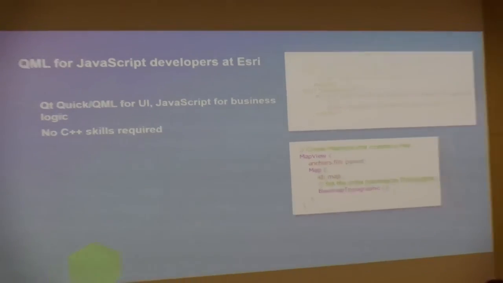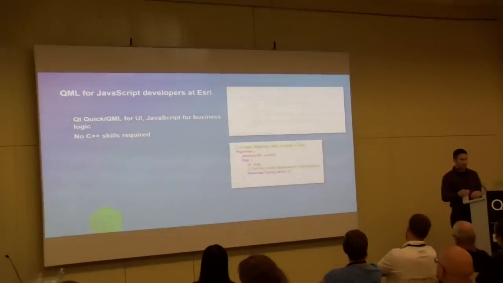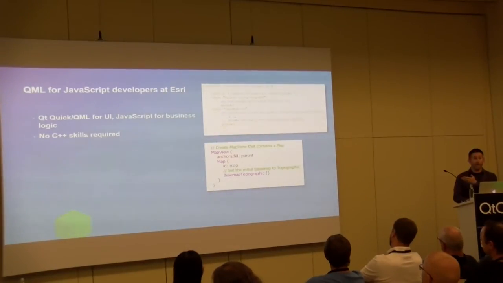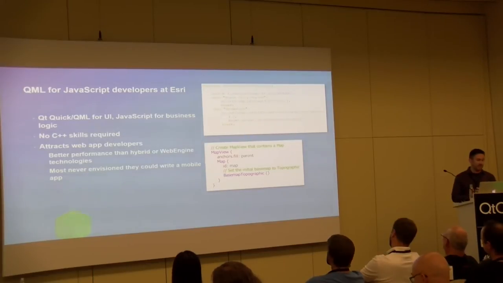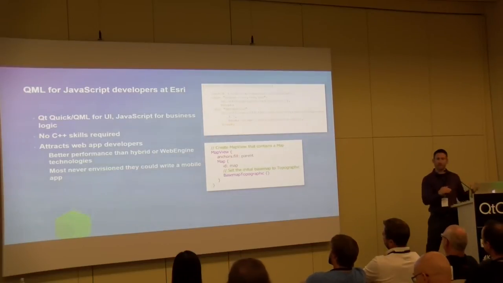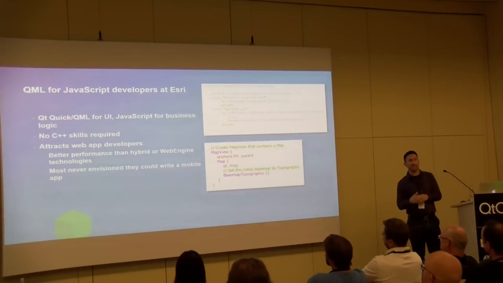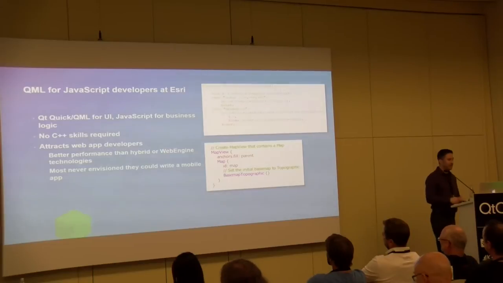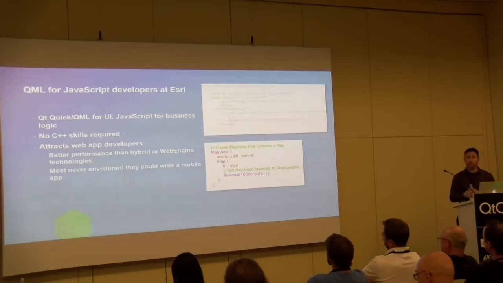And that's where we've come in, and we've built our entire location API and exposed it to QML. No C++ skills are required because you're basically programming against our API all in QML with JavaScript business logic. We'll get better performance than hybrid or web technologies, probably not as good as the performance of our C++ API because we also have a C++ API. But we're going to get some pretty good performance, and we've been able to prove that.